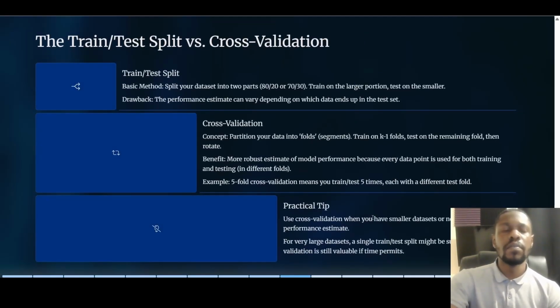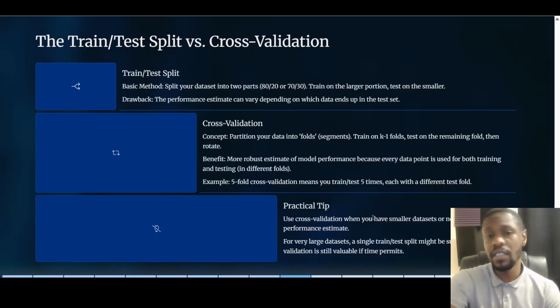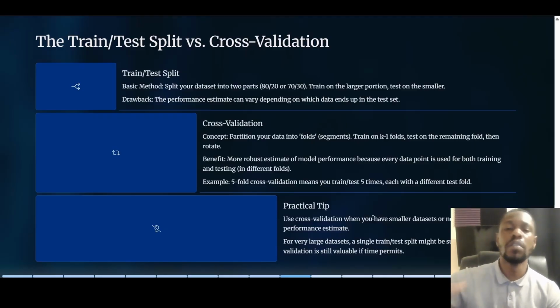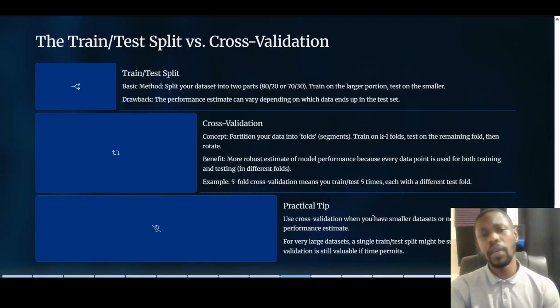Next, we have the train or test split versus cross-validation. The basic train and test split method is to split your data set into two parts, be it 80% for training, 20% for testing, or 70% for training, 30% for testing, or 75-25. It doesn't really matter too much. It's just custom to train on the larger portion and test on the smaller portion. The drawback to this method is that the performance estimate can vary depending on which data ends up in a test set.